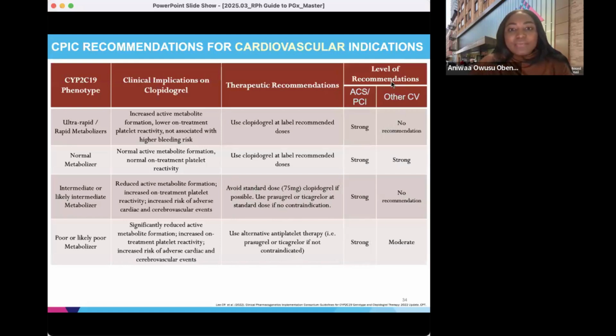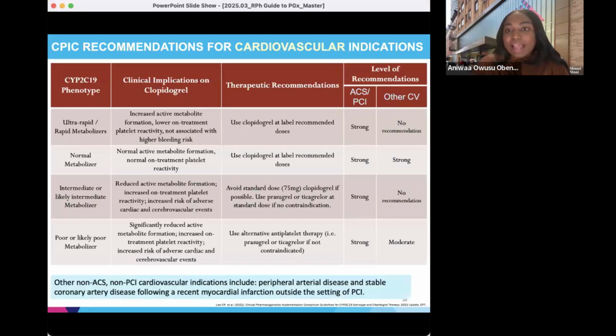If you are using this for something other than ACS PCI, the recommendation is not as strong for the intermediates because there haven't been a lot of studies with that particular indication group. However, if it's for ACS PCI, all the recommendations are strong. What we consider the non-ACS PCI indications are listed here. Things like peripheral arterial disease, stable coronary disease, following a recent MI. So these have to be outside the setting of PCI.